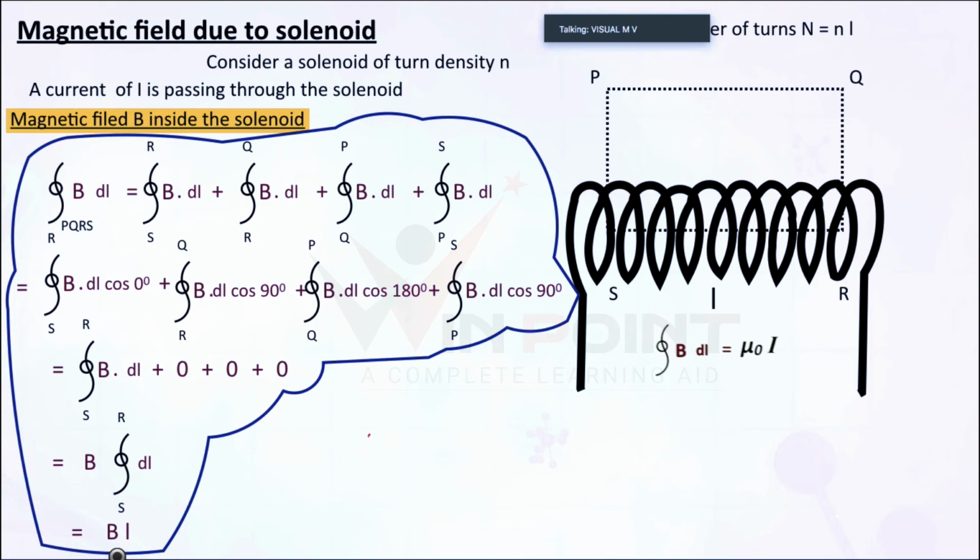So we got BL, integral B dot dl is BL, because this value is 0, here also the value is 0, here also the value is 0. Here we have a length dl. If I am integrating it, we will get the total length L, then it is BL. Now we are going to find I enclosed. Ampere's circuital theorem is integral B dot dl equals mu 0 I enclosed. So we are going to find I enclosed, the current enclosed.